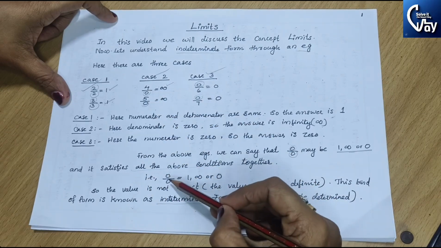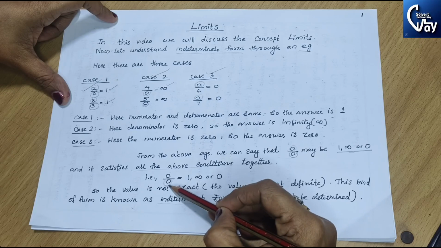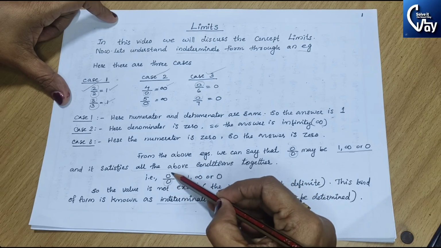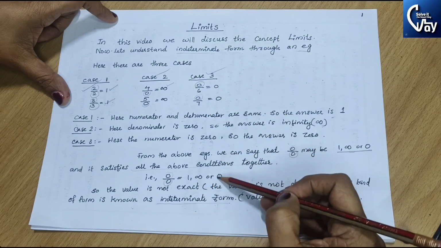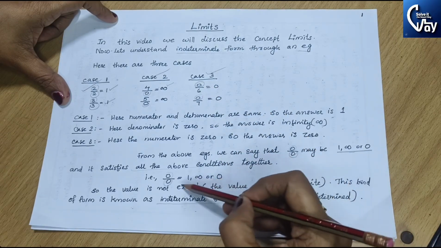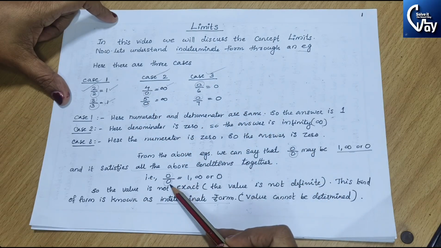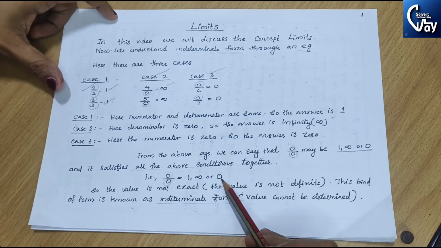In 0 by 0, the denominator is 0. So it may be infinity. In 0 by 0, numerator is 0. Then if the numerator is 0, what is the value? It becomes 0. So it satisfies all the three conditions together. So the value of 0 by 0 may be 1 or infinity or 0.